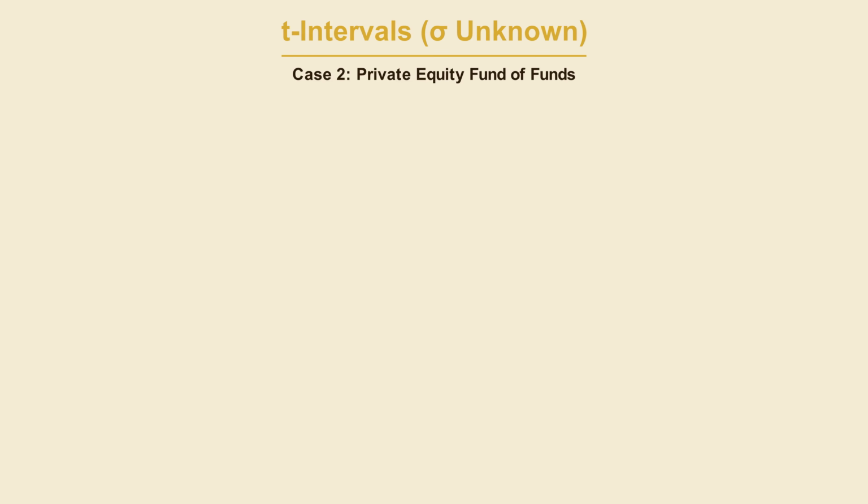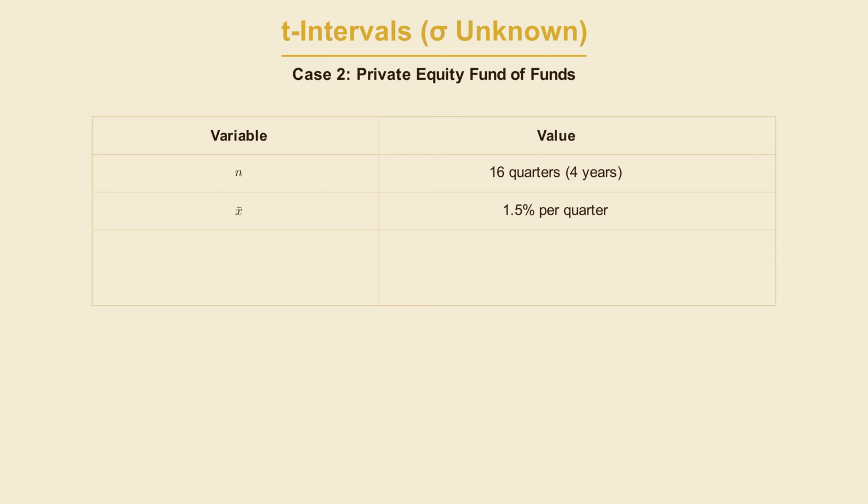Now let's see what all this means in practice. Best's second case is the private equity fund of funds. It has reported that several of its underlying funds have positive expected returns at 95% confidence. Specifically, it reported that one underlying fund's expected quarterly return is reliably above zero. However, the fund only has 16 quarters of data, or exactly 4 years. The sample mean quarterly return was 1.5%. The sample standard deviation was 3%.